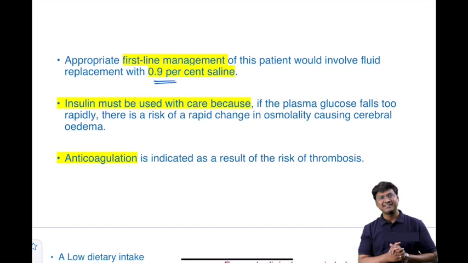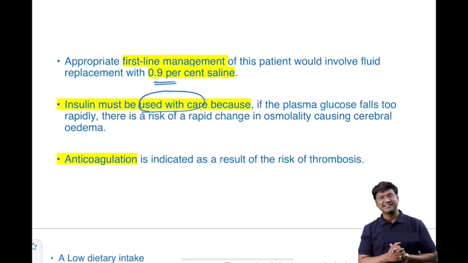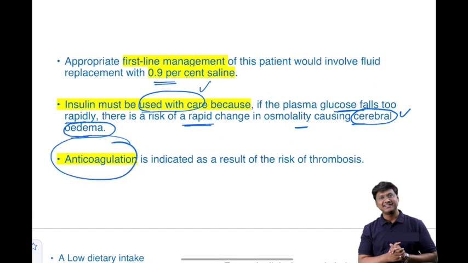Insulin must be given with care, because if plasma glucose falls too rapidly, there is risk of rapid change in osmolality causing cerebral edema. Now you take anticoagulation, that is also indicated in patients with syndrome of inappropriate antidiuretic hormone, because these individuals are at risk of thrombosis. So that is the reason why you need to give the anticoagulant.